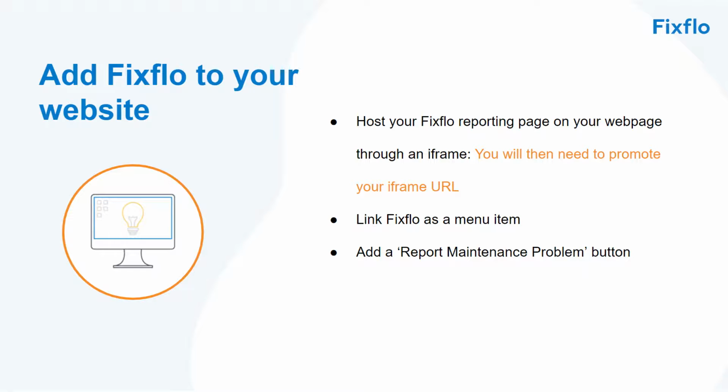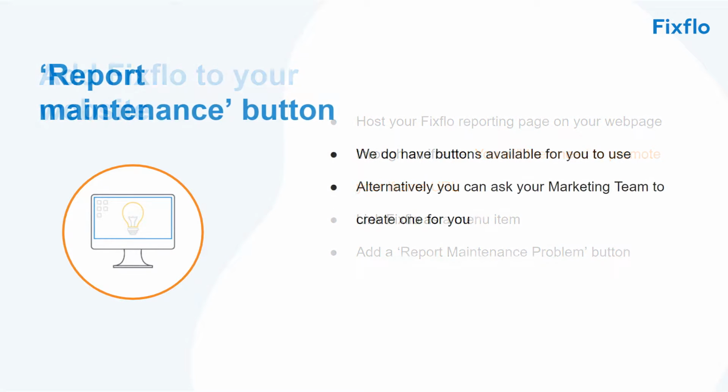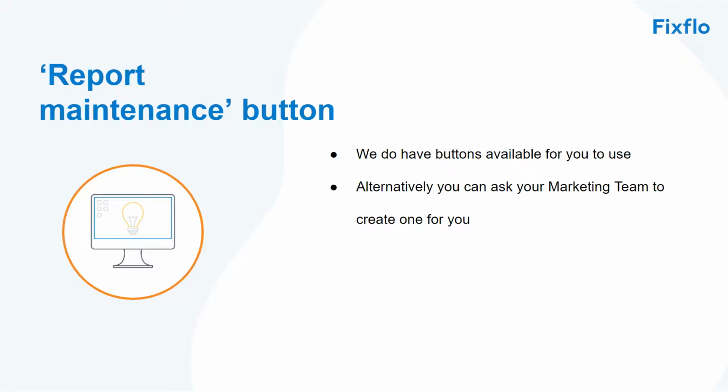Alternatively, you can link Fixflo as a menu item, or add a Report Maintenance Problem button. We do have buttons which you can use for this. Again, these are accessible from within the Fixflo help site. If none of these buttons suit your branding, then you can always ask your marketing team to create one for you instead.